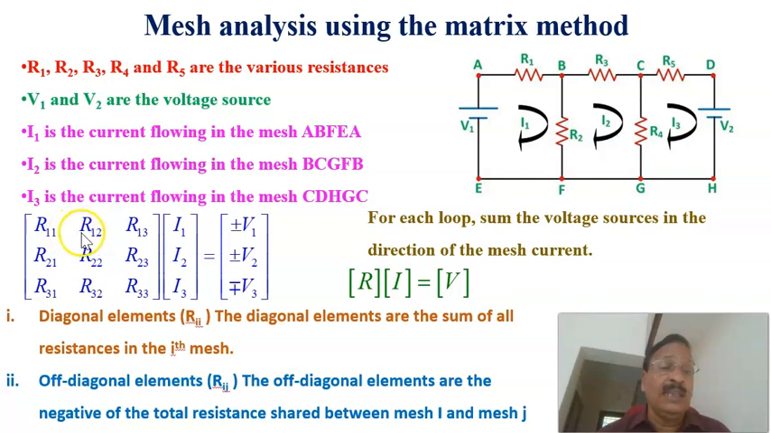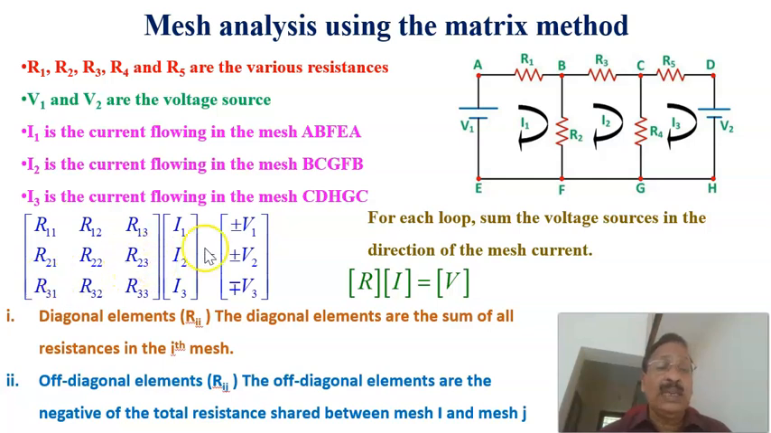The element R12 is the one common to the first and second mesh, that is R2, and we put a negative sign, therefore minus R2. Similarly, R21 is also the common element for the second and first mesh, again R2, so here also minus R2. Similarly, R13 has no common element between the first and third mesh, so the element will become 0. Similarly, R31 is also equal to 0.